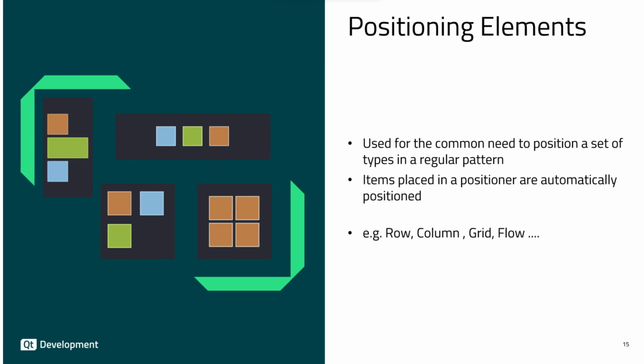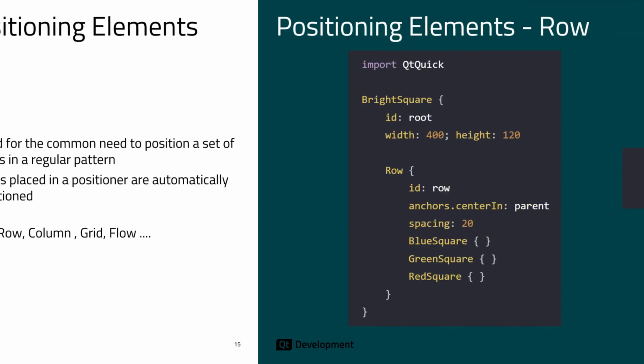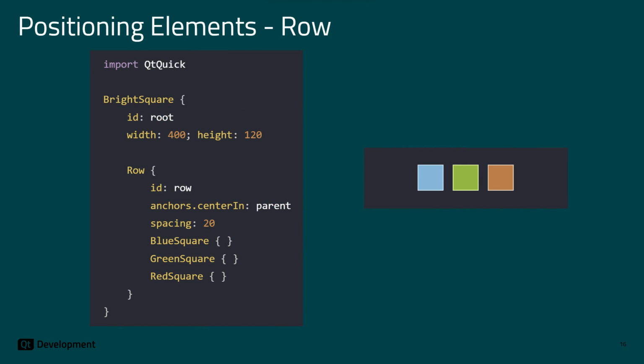Positioners are container items that are used when a set of types need to be positioned in a regular pattern. Items placed in these containers are automatically positioned according to their intended use. The row positioner is used to horizontally arrange items. In the example, a row positioner is centered in a parent item called BrightSquare. It defines a spacing of 20 pixels between the included items and arranges 3 differently colored squares in a row.